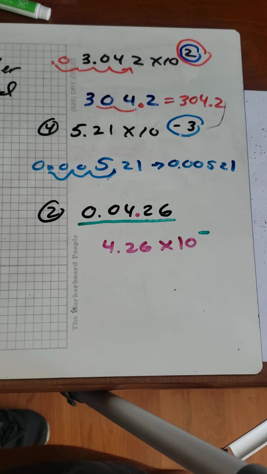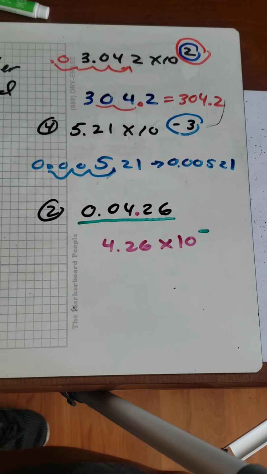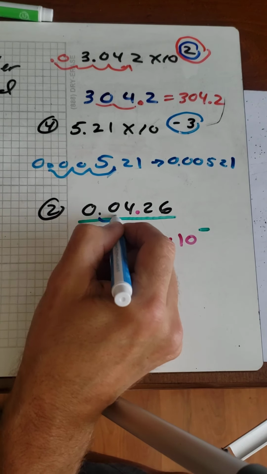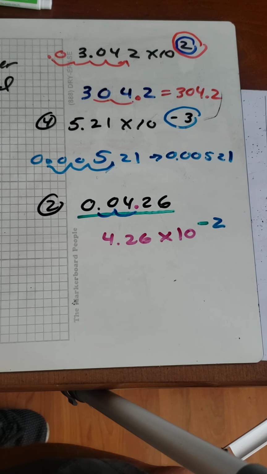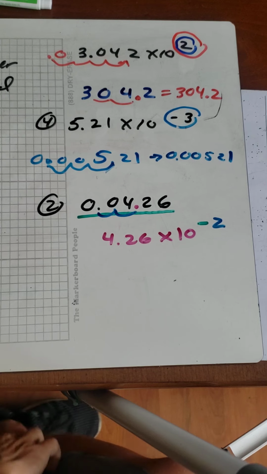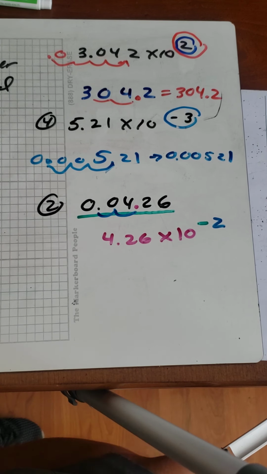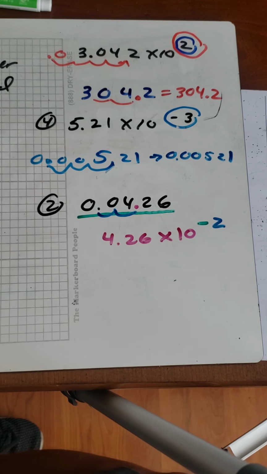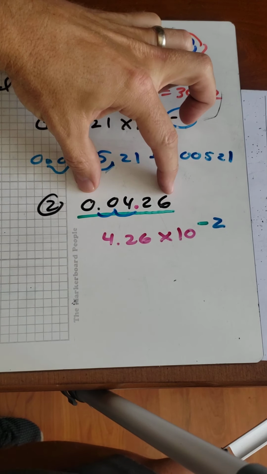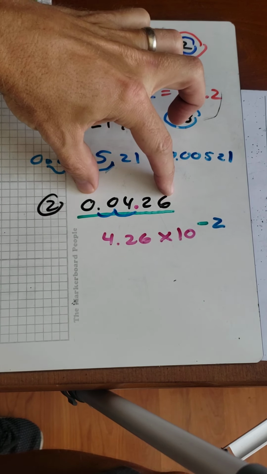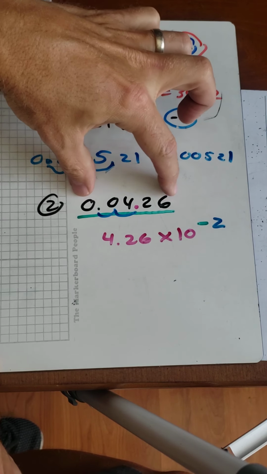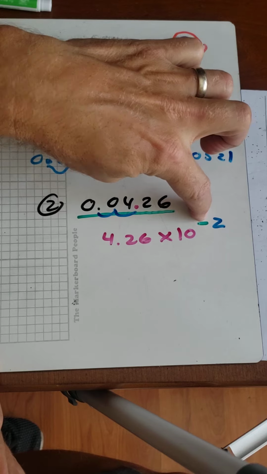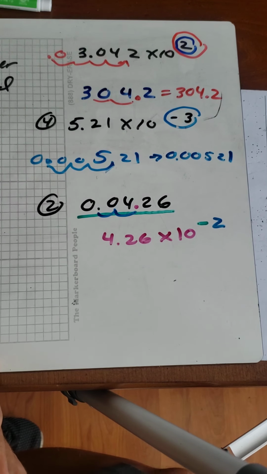So it's going to be negative something, and then all I have to do is figure out how many times did I move it. Well, looks like I moved it 2 times, so it's going to be -2. So my answer is 4.26 times 10 to the -2. Okay? So I never worried about, am I moving left or moving right? I'm saying, is this number bigger or smaller than 1? That's all I care about. If it's bigger than 1, my exponent's positive. If it's smaller than 1, my exponent's negative. And then I just count how many times I have to move it.